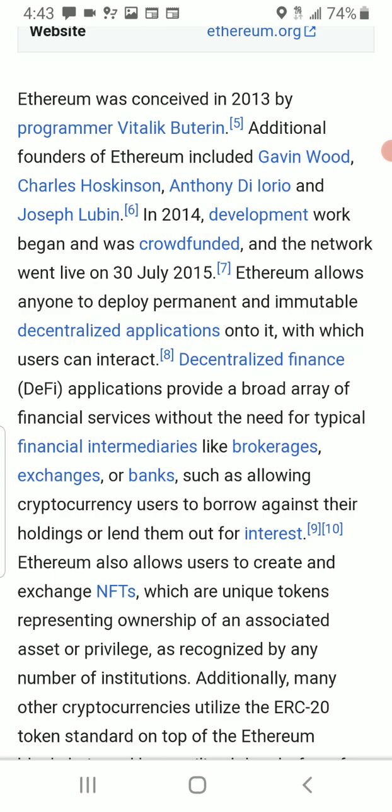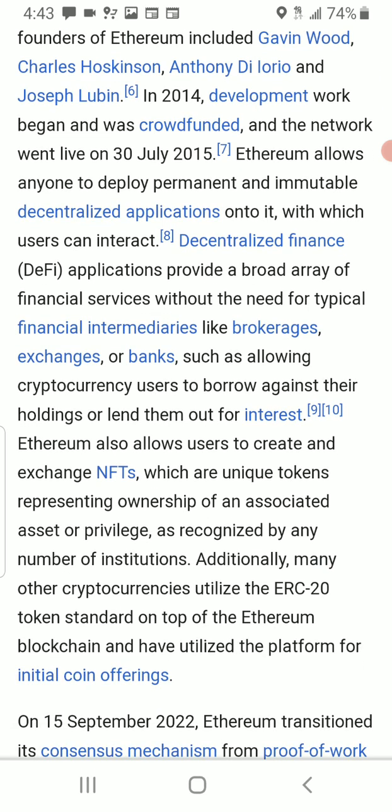So decentralized finance gives you the ability to lend your coins out or borrow against, but you don't need a third party to do that. It's only you and the technology, Ethereum.